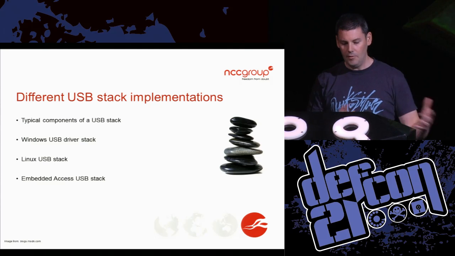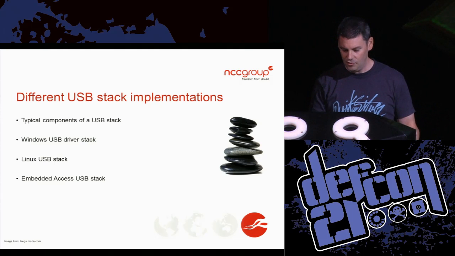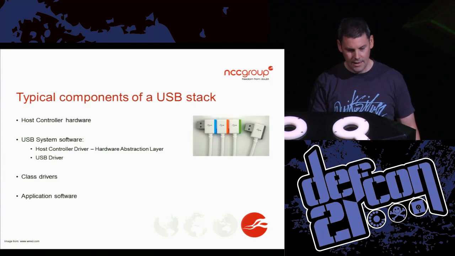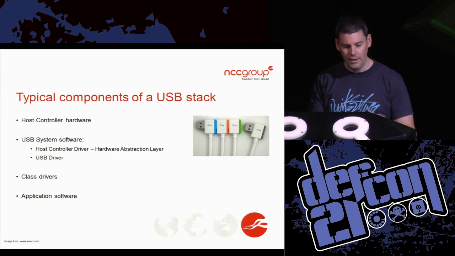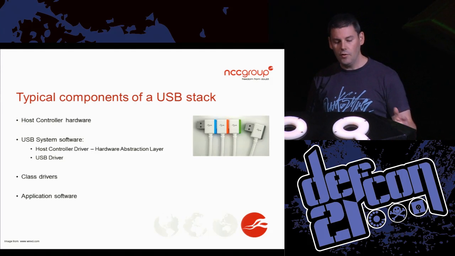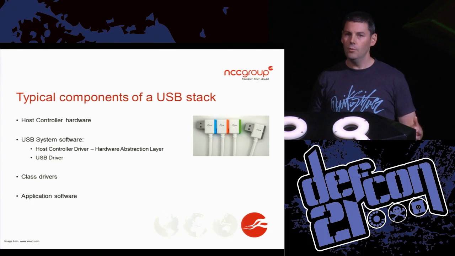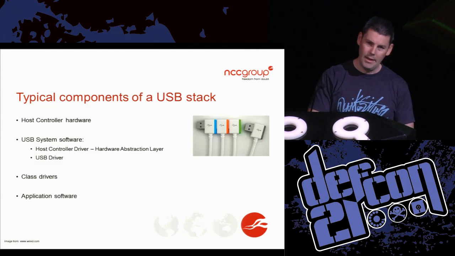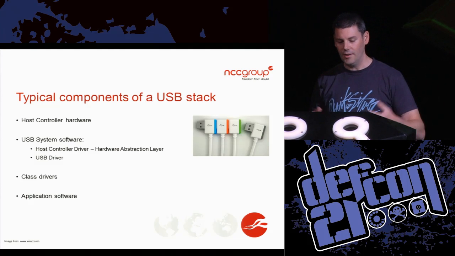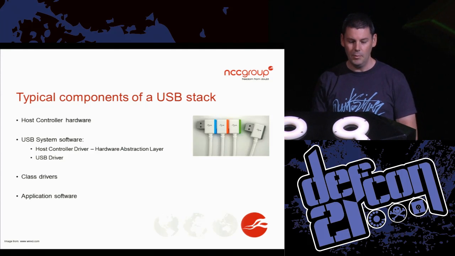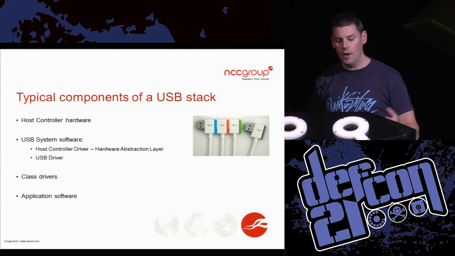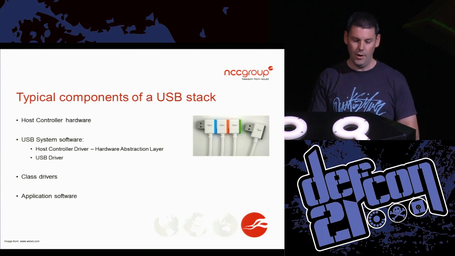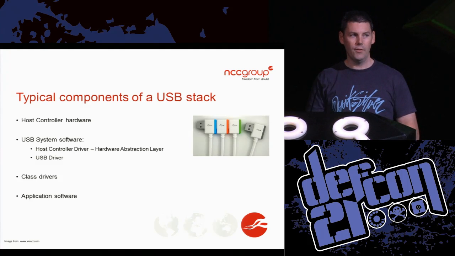So there's a bunch of different USB stack implementations. I'm going to whiz through these slides because, as I said, I've only got 20 minutes. Typical components: you've got host controller hardware at the lowest level. This is implementing things like timing, electrical signals, all that kind of stuff that needs to be implemented in hardware. You've then got the host controller driver, which provides an abstraction layer to that hardware for the USB core drivers.